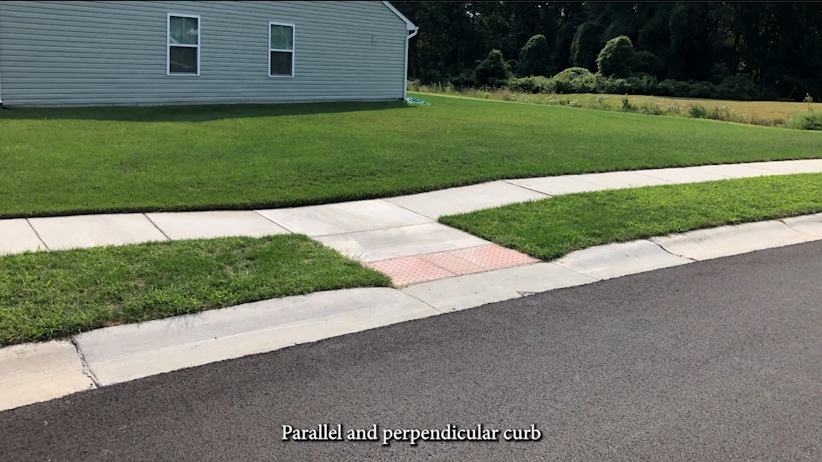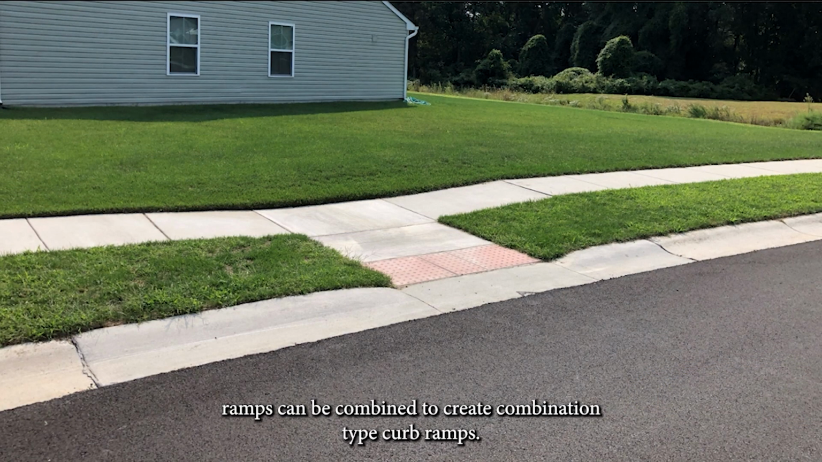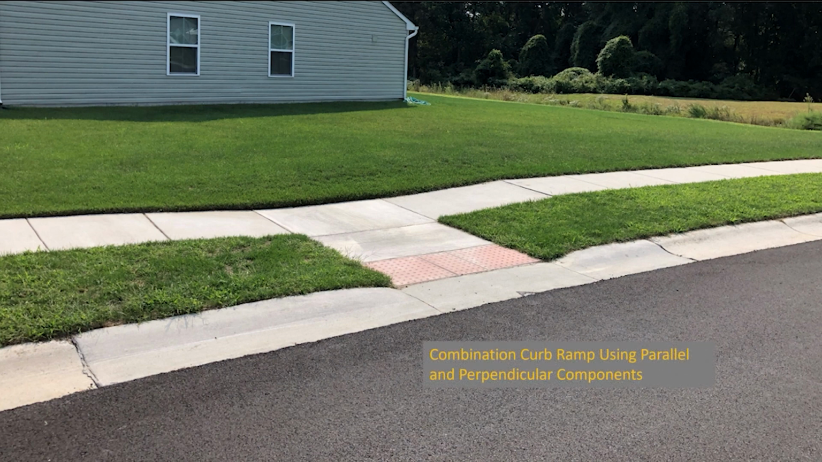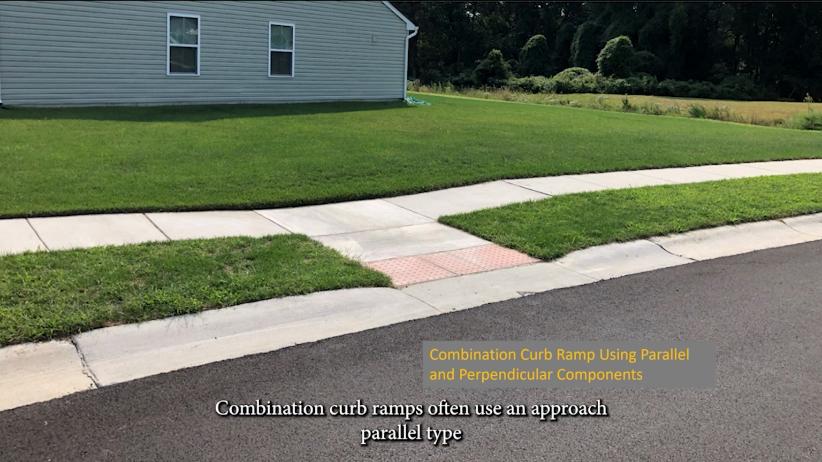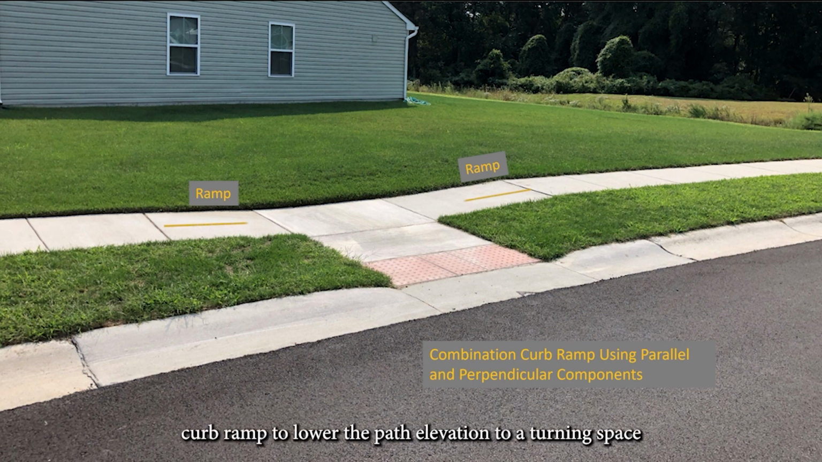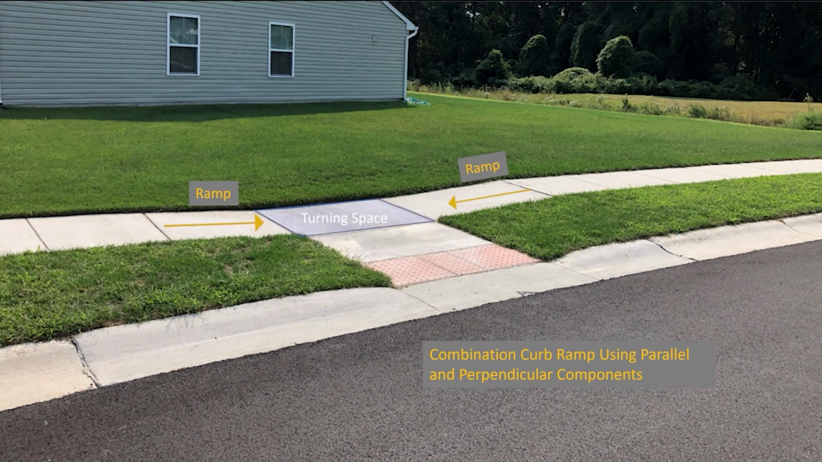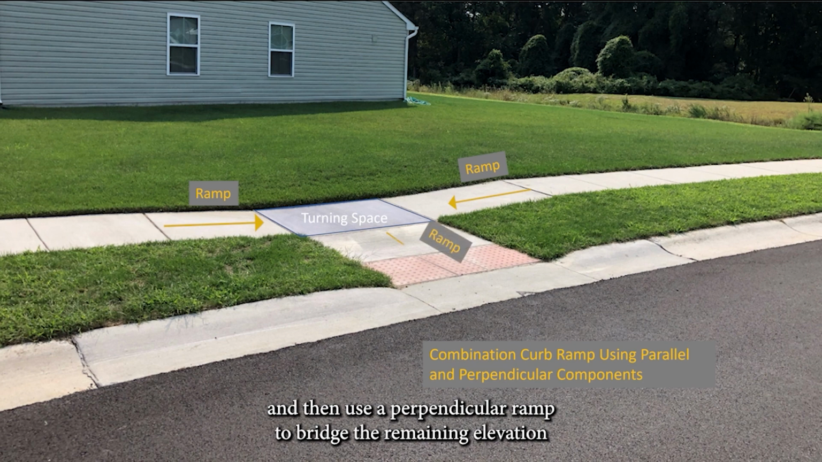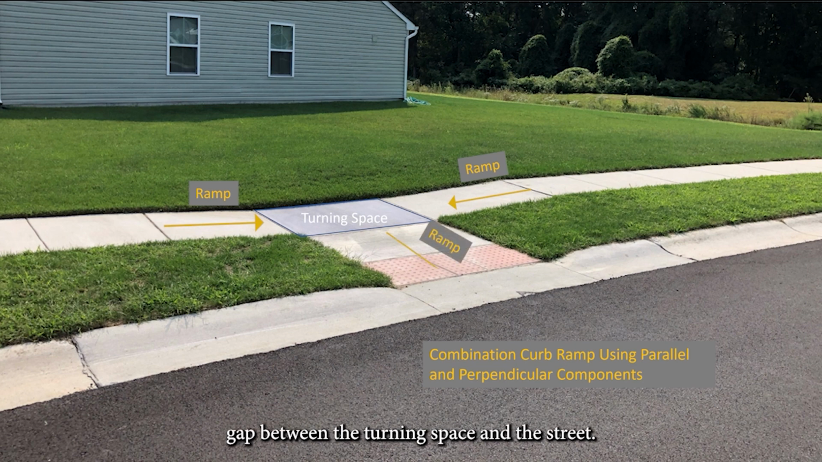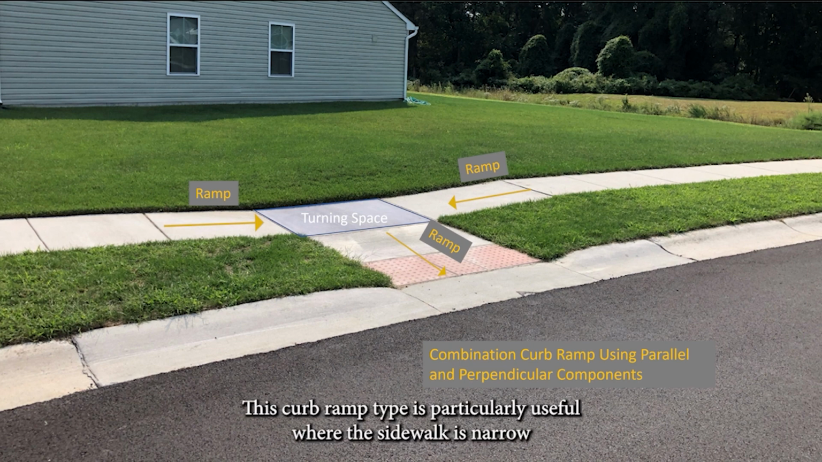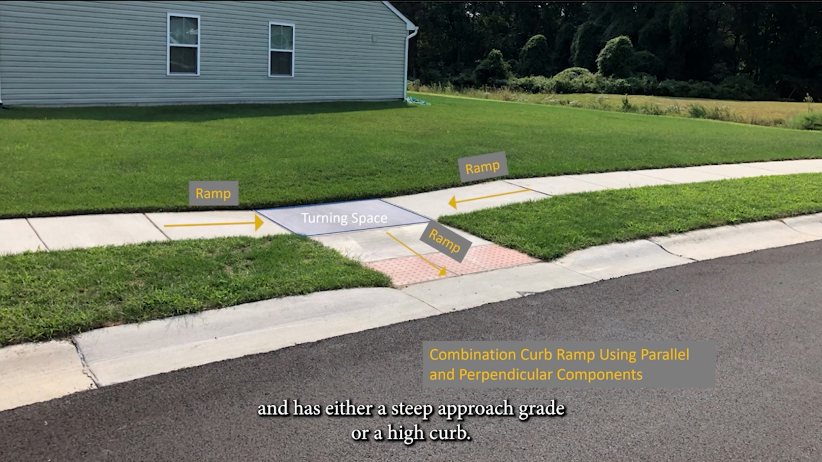Parallel and perpendicular curb ramps can be combined to create combination type curb ramps. Combination curb ramps utilize characteristics of both parallel and perpendicular curb ramps. Combination curb ramps often use an approach parallel type curb ramp to lower the path elevation to a turning space, and then use a perpendicular ramp to bridge the remaining elevation gap between the turning space and the street. This curb ramp type is particularly useful where the sidewalk is narrow and has either a steep approach grade or a high curb.